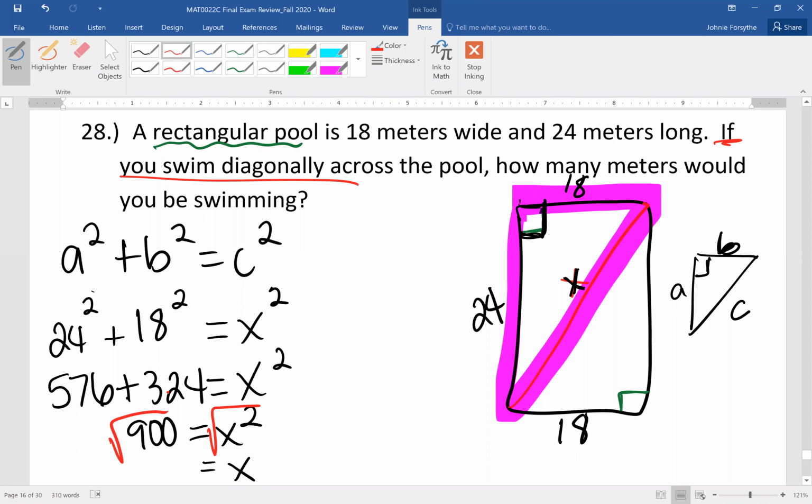Now you'll learn this more in intermediate algebra, but when you're solving with a square root, you can have a plus or minus answer. In this case, we're talking about an actual distance, a length, so you can never have a negative length. So all we need is the positive answer of the square root of 900. So the square root of 900 is going to be 30. So 30 meters would be the length that you would be swimming if you swim diagonally from one corner to the other. 30 meters.